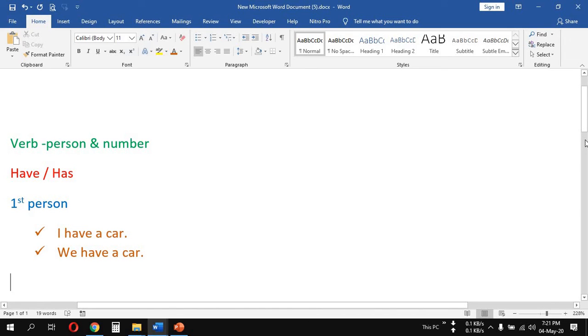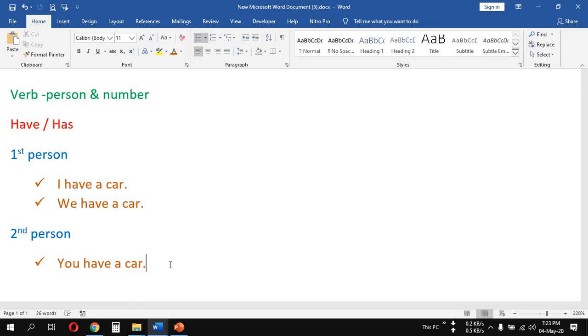Now let's make some sentences with first person and the verbs have and has. 2 sentences for first person singular number and 2 sentences for first person plural number. Okay?